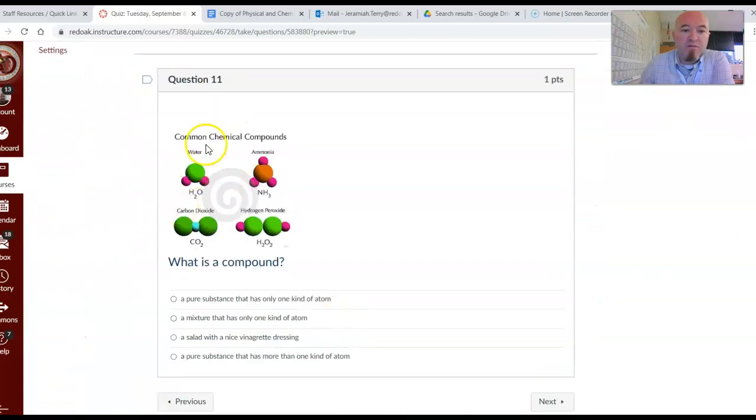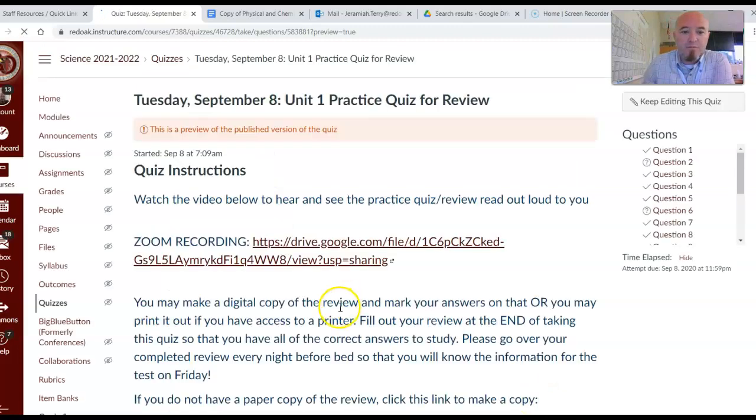Question 11. These are some common chemical compounds: water, ammonia, carbon dioxide, hydrogen peroxide. What is a compound? Is it a pure substance that has only one kind of atom? Is it a mixture that has only one kind of atom? Is it a salad with a nice vinaigrette dressing? Or is it a pure substance that has more than one kind of atom?